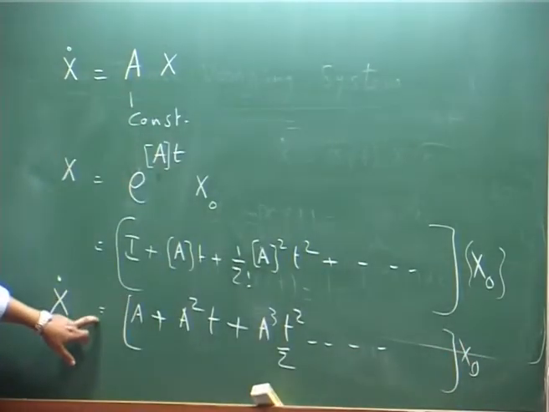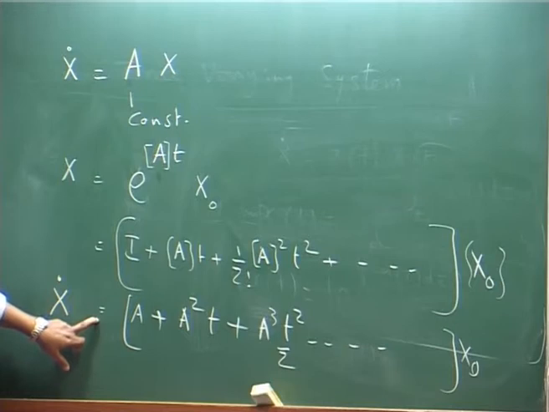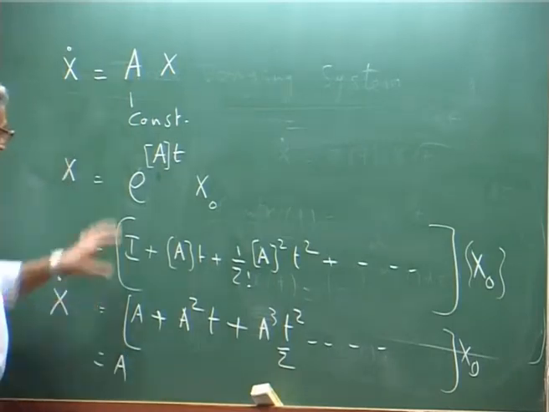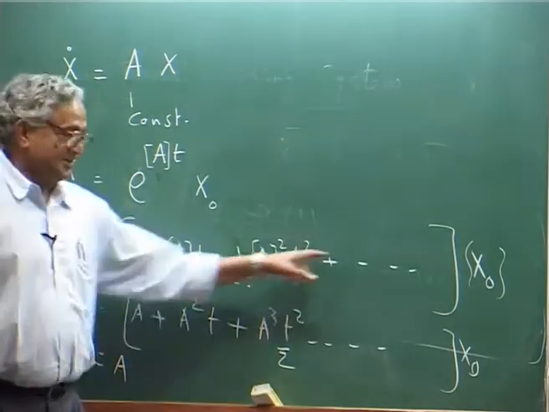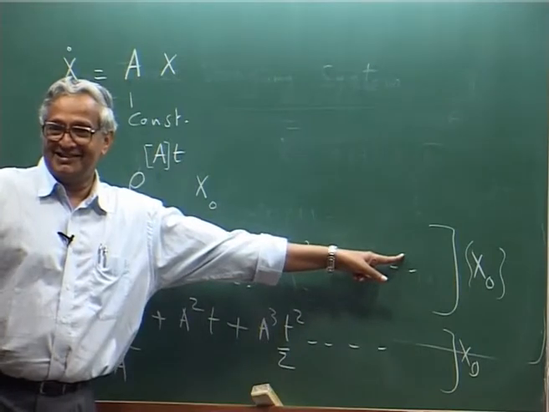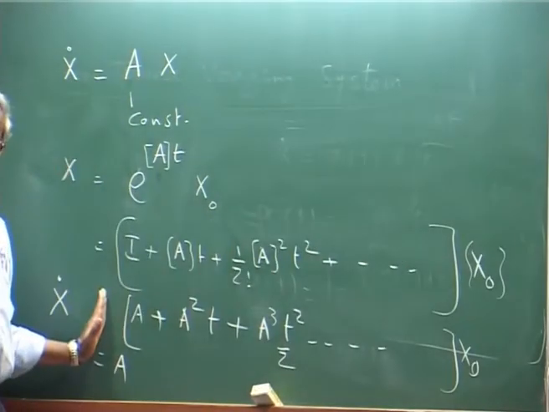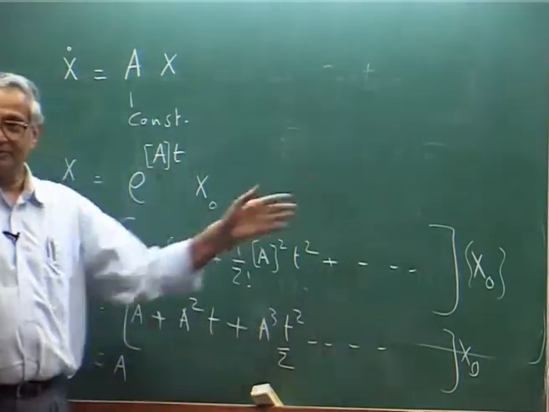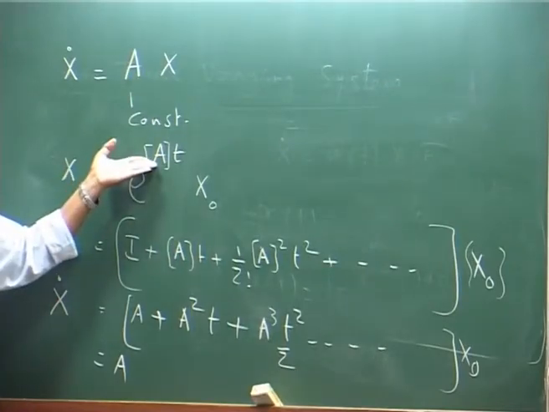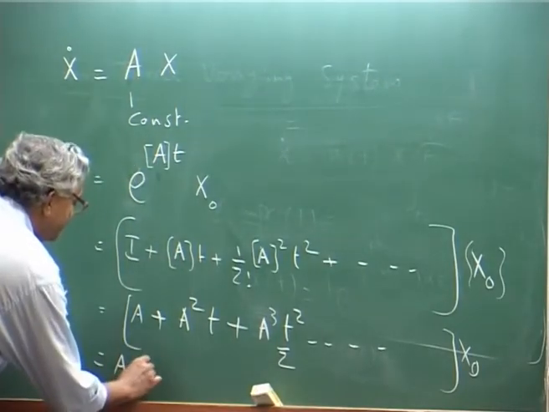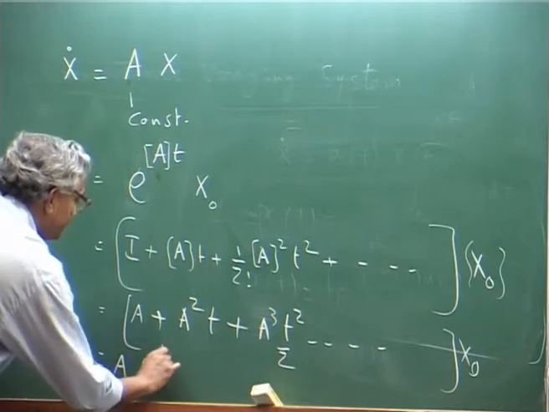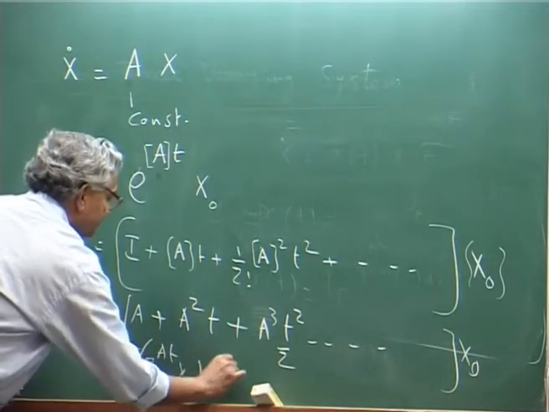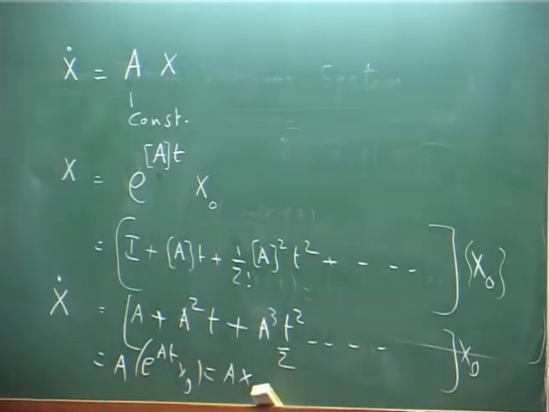You take out the A, right. When you take out A, then what is left is this term, okay. Because if you take A outside, this is nothing but 1 plus A t plus the whole thing, which is nothing but, so you will have A e to the power A t x naught. This is nothing but A x, okay. So, x dot is A x.